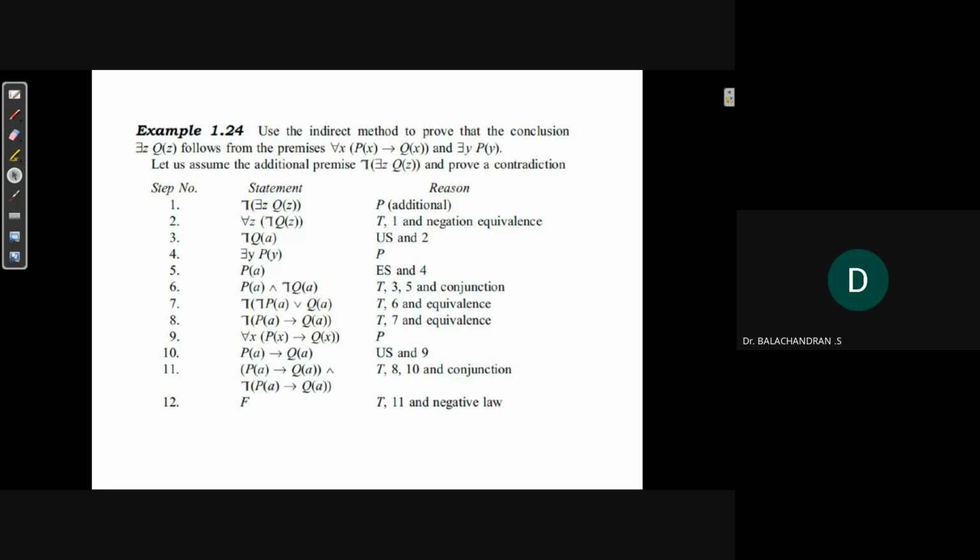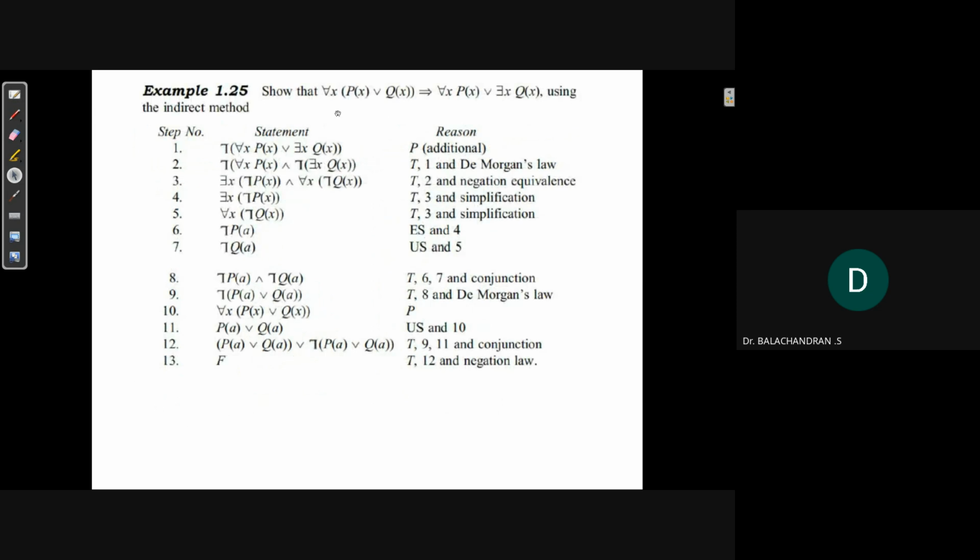Okay. Now we'll move to the next problem. For every x, P of x or Q of x implies for every x, P of x or there exists x, Q of x, using the indirect method. So assume the negation of the conclusion as an additional premise. Negation of for every x, P of x or there exists x, Q of x. So this is rule P, additional premises.